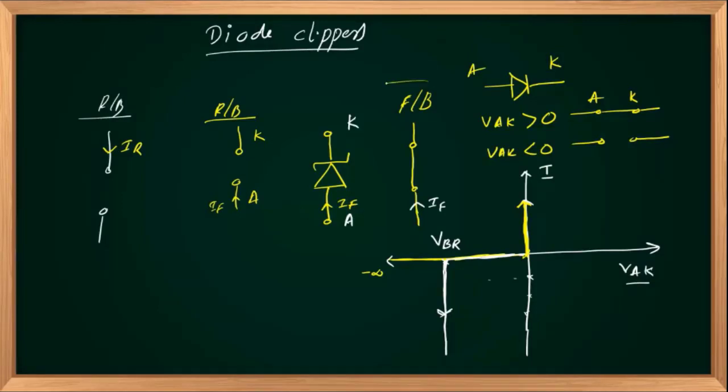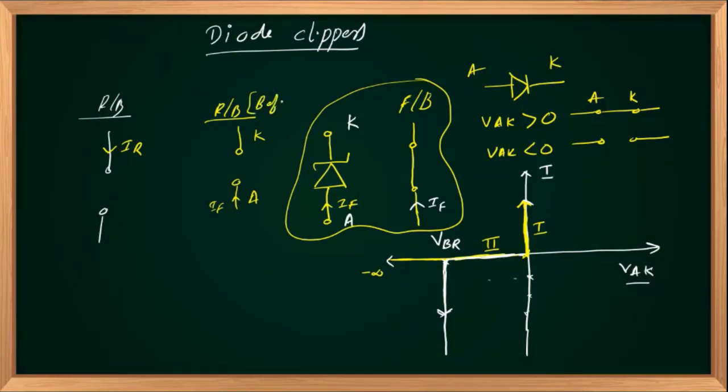So the first case was a forward bias condition. Current was maximum, voltage across the device was equal to 0. This is region 1. The second region was the device in reverse biased mode and before breakdown. So I will write in brackets reverse biased mode before breakdown. In that second stage, it acts as an open circuit, hence the current is 0.